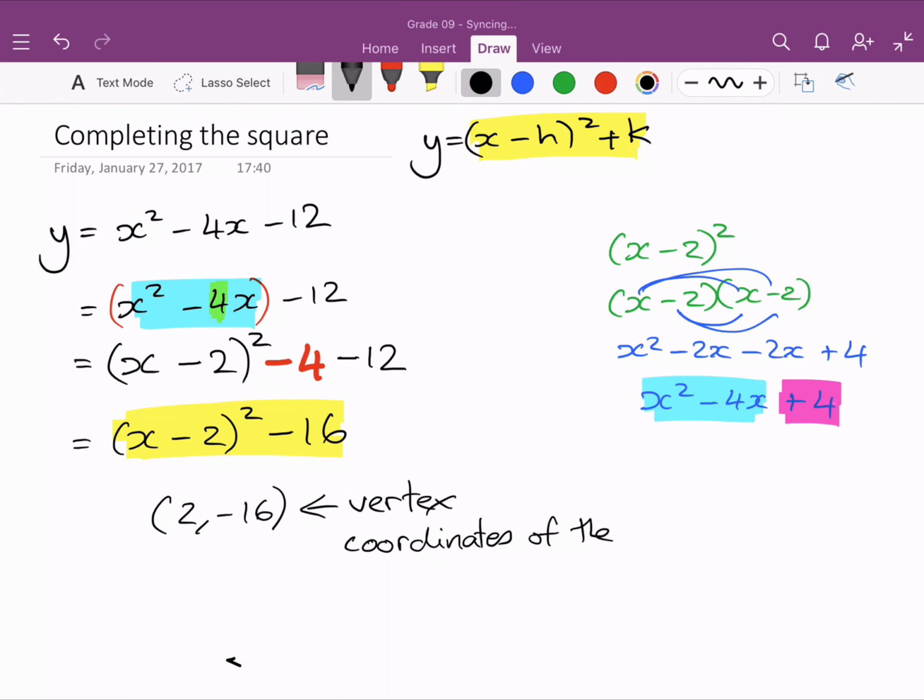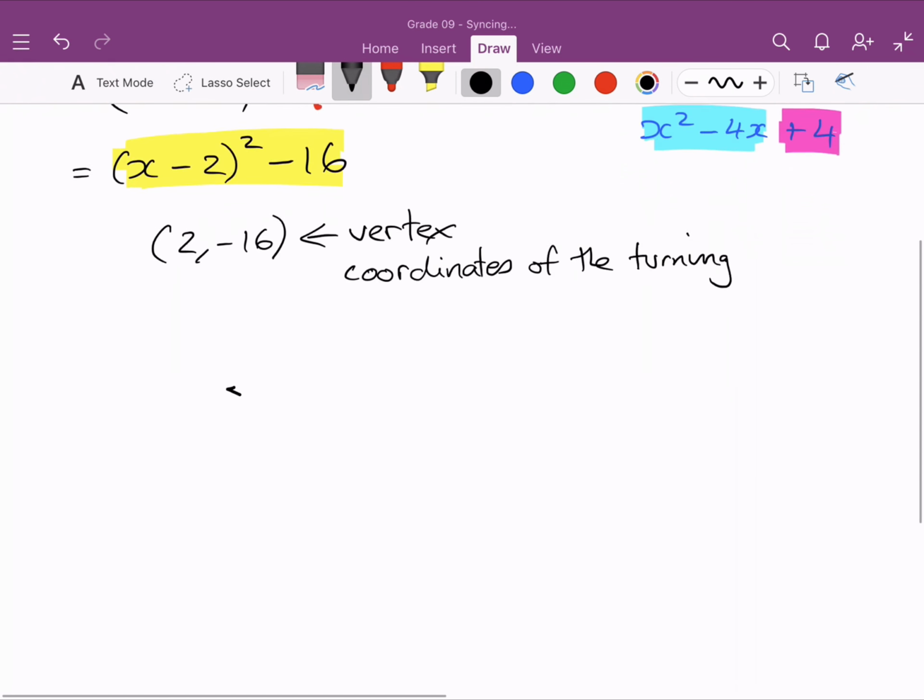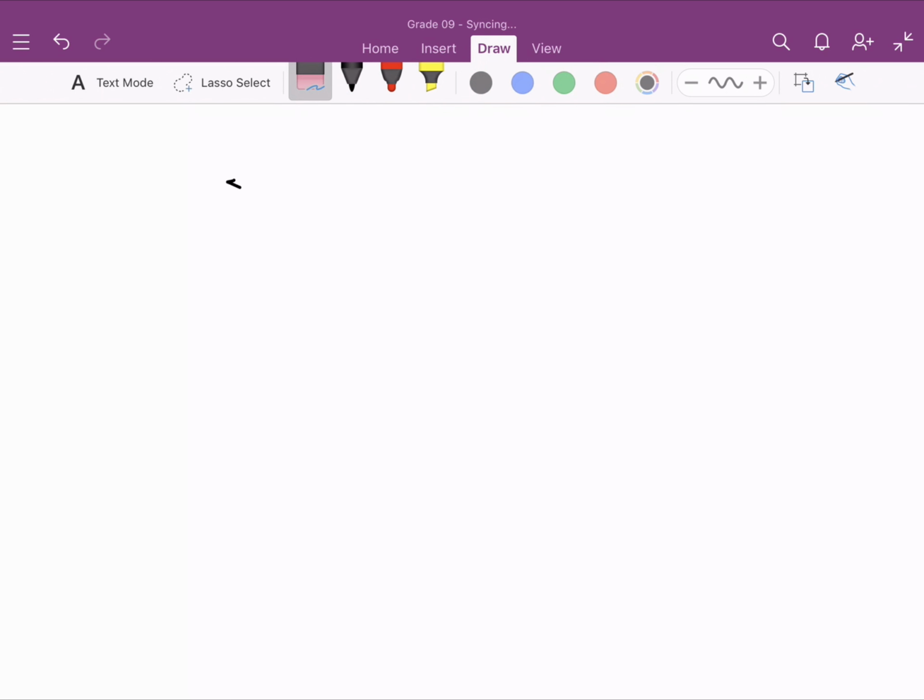Now, we're going to do another couple of these. We're not just going to stop at one, because the more we do, the easier it is going to be for you to understand what's going on here. So let's scroll up and start with a new one. We're going to have y equals x squared minus, let's just do plus.